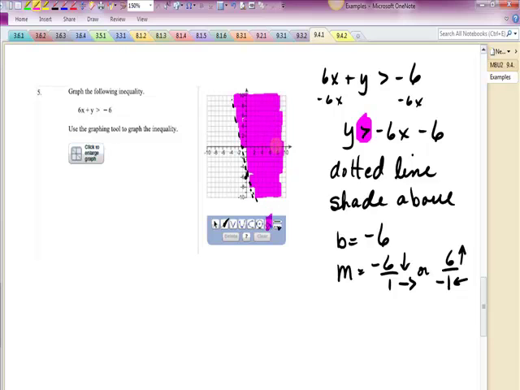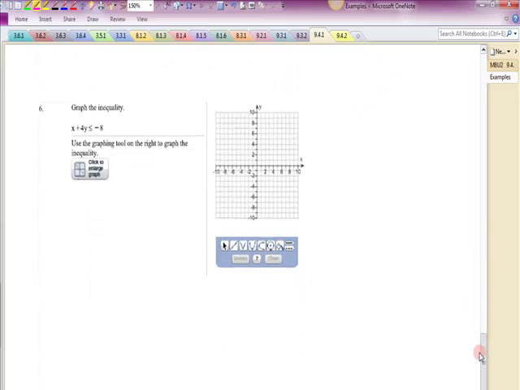That means that every point on this side is a solution. The points on the line are not. Points on the line do not make it true. That's why it's a dotted line. All right, I believe we have one more.